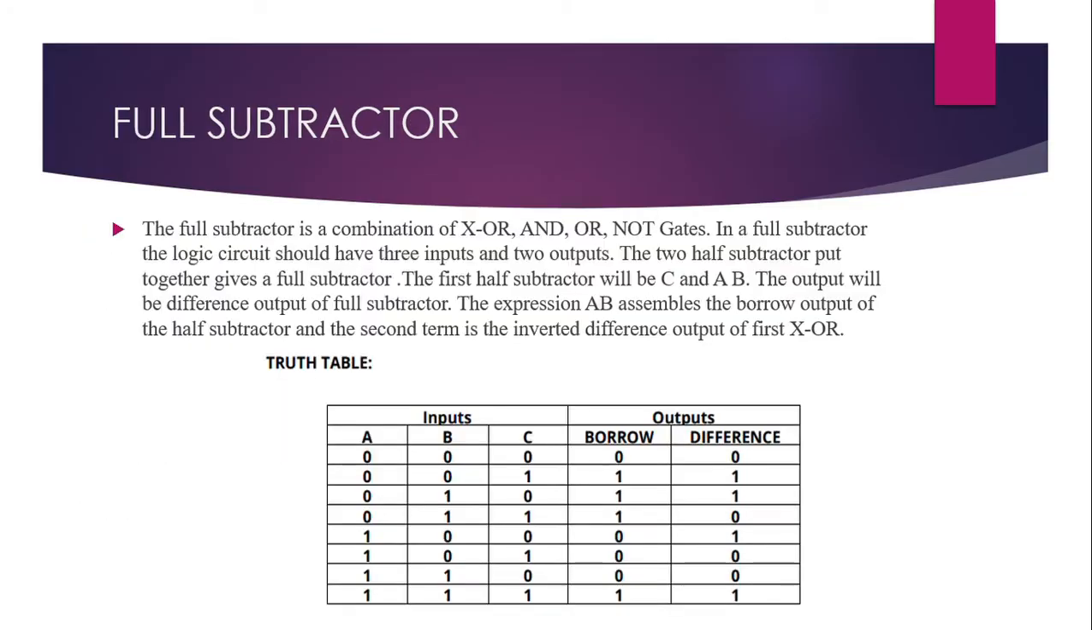Subtractor, and this is the logic diagram. Full subtractor is a combination of XOR, OR and NOT gates. In full subtractor, the logic circuit should have 3 inputs and 2 outputs. The expression A'B resembles the borrow output of the half subtractor, and the second term is the inverted difference output of the first XOR. And this is the truth table for full subtractor.